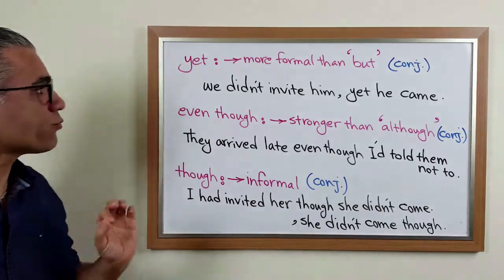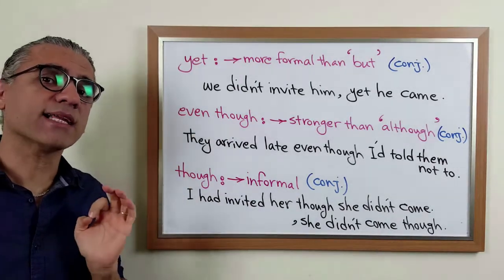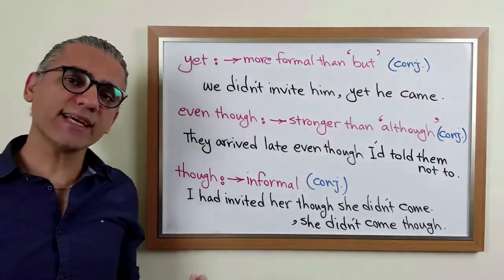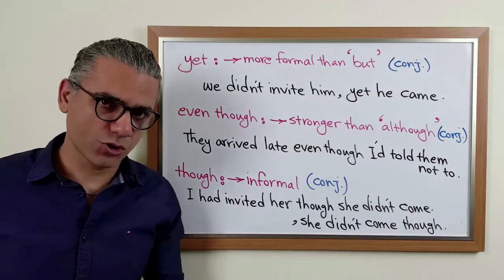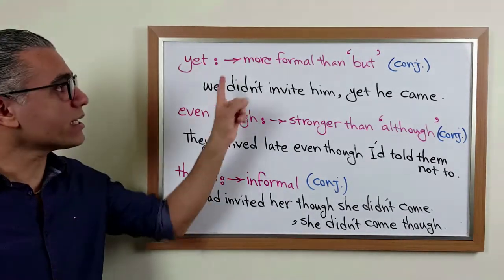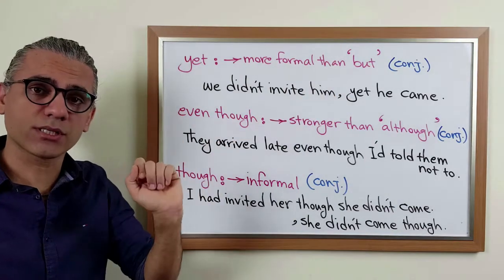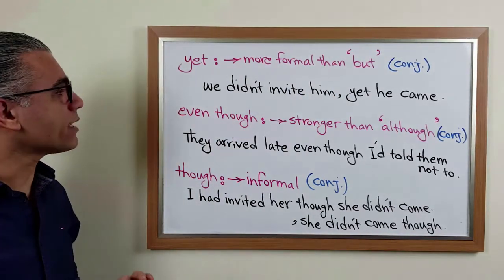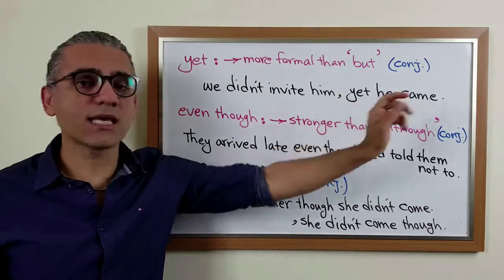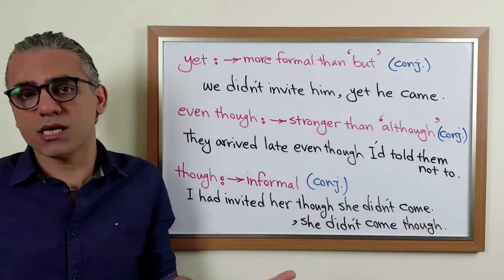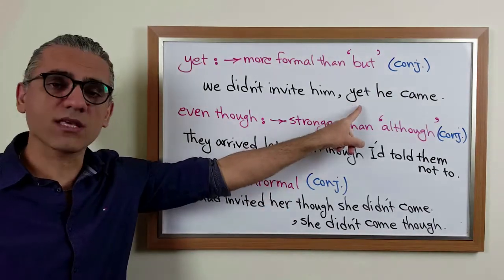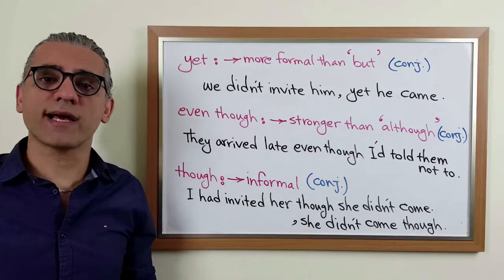You need to remember that we are using yet not as an adverb in here, but as a conjunction. Because yet could have other meanings too in English. But in here, yet means but, it is more formal than but in this use of yet. We didn't invite him, yet he came, or but he came, or but he still came. But we use yet instead of but to sound more formal.